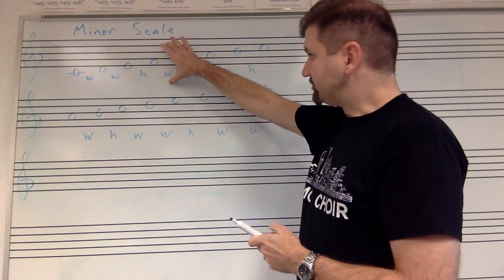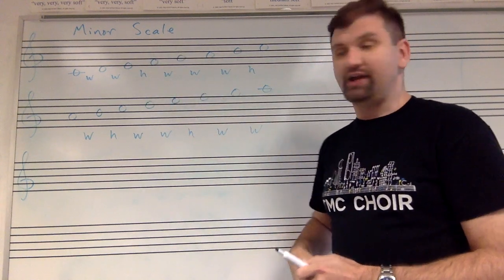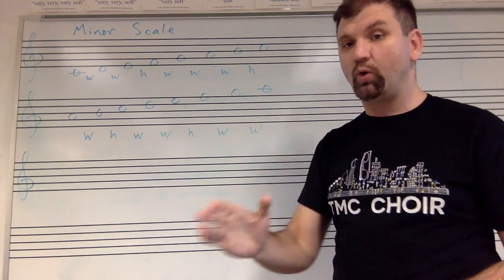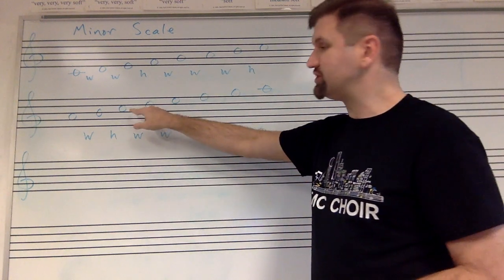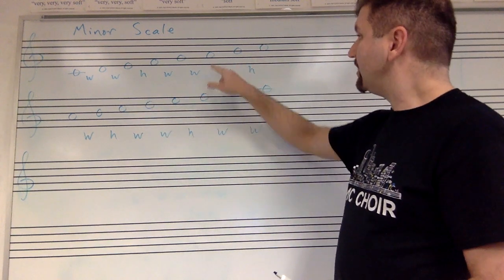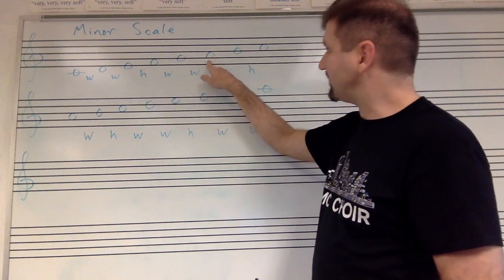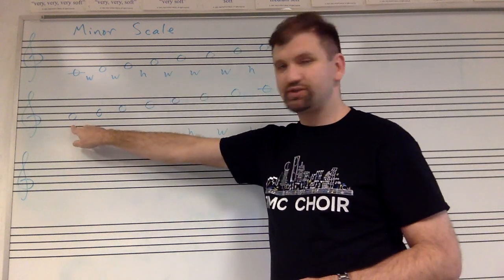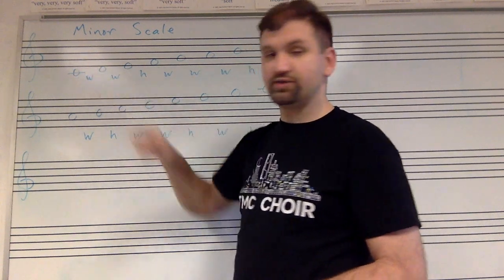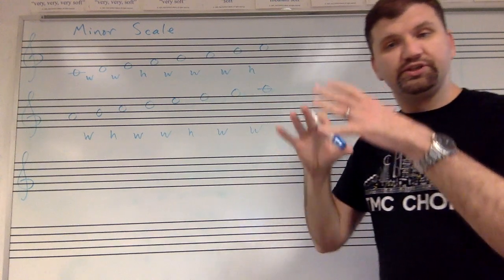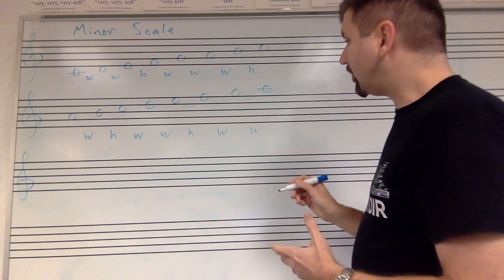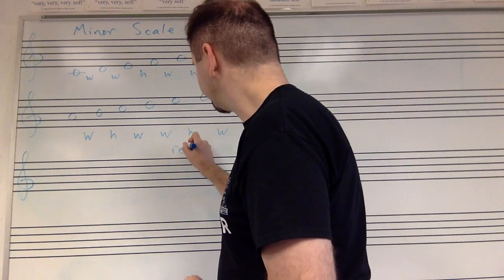So here we have a major scale, and here we have a minor scale, and they use the same pitches in the same order, except that this one starts on a different note. It's still the same pitches, it's still the same order, but the sixth note of this scale is the first note of this scale. Or you could even think of the third note of this scale as the first note of that scale. Scales that share the same collection of pitches are called relatives.